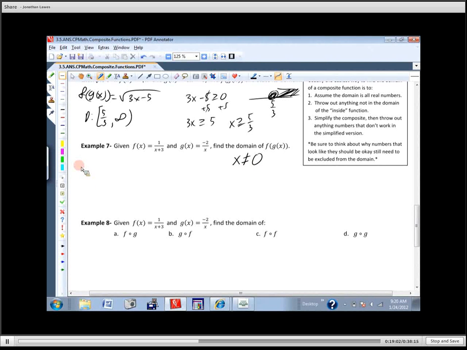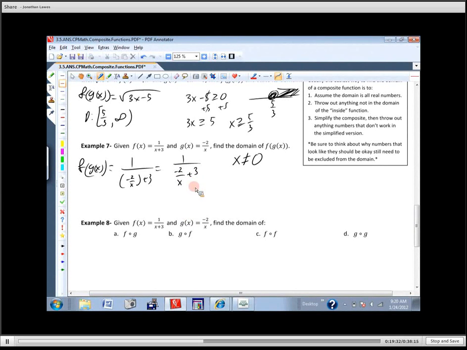Now let's go ahead and do the composite. F of g of x. That's going to be, f is 1 over something plus 3. And what is that something that I'm plugging in? It's going to be negative 2 over x. All right. And then we simplify. So let's go ahead and simplify this. So this is 1 over, so I'm going to write this as negative 2 over x plus 3. And then this is a complex fraction.